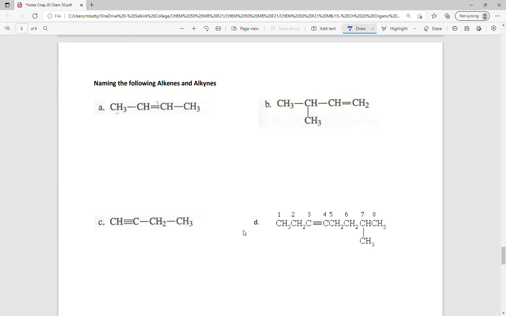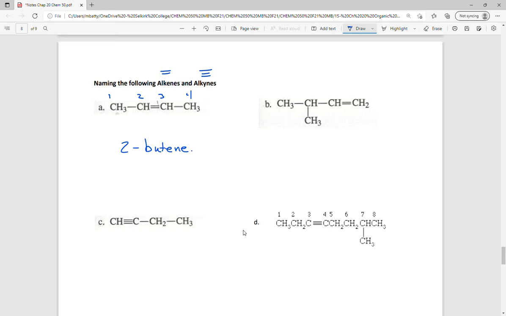So always in these ones, we want to find the longest chain. This is in the condensed form. 1, 2, 3, 4. So this would be butene. Ene because it's a double bond, right? These are double, these are triple. And that location would be 2-butene because it's between the second and the third carbon.